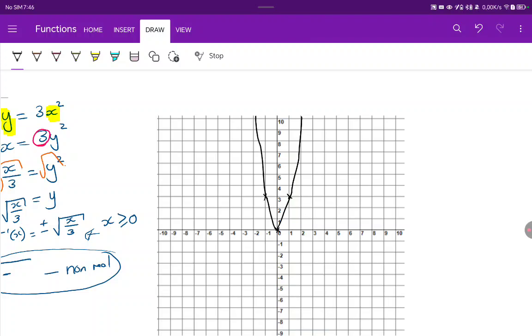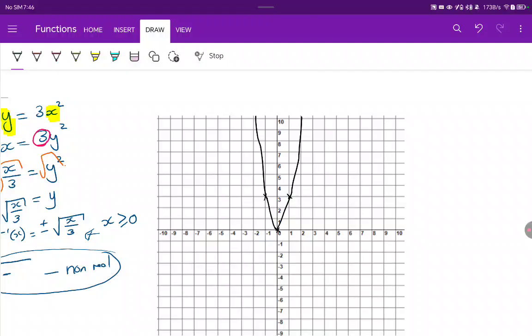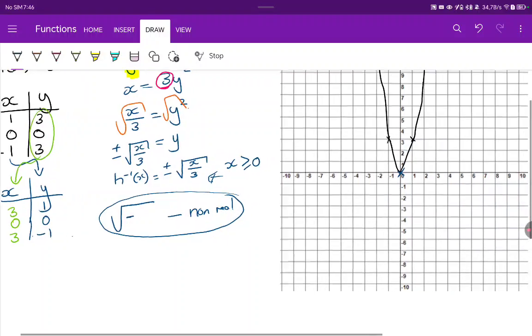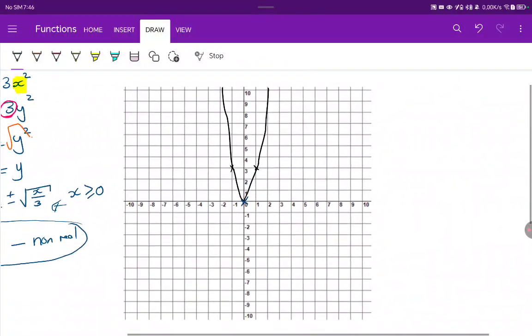Okay, now let's do the inverse function. The inverse function is going to go through 0, 0, but it's going to have 3, 1, and 3, -1. So 3, 1, and -1. So this one looks like this. Beautiful. Now, do you have an axis of symmetry? Yes, you do.